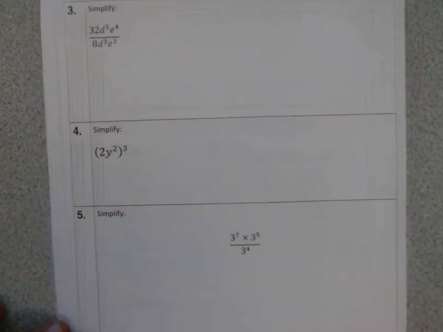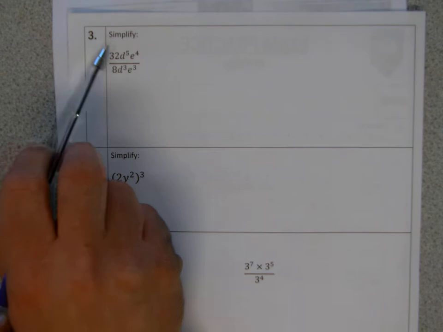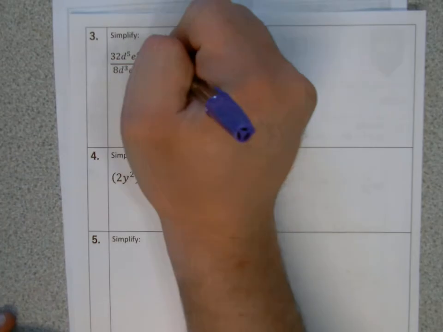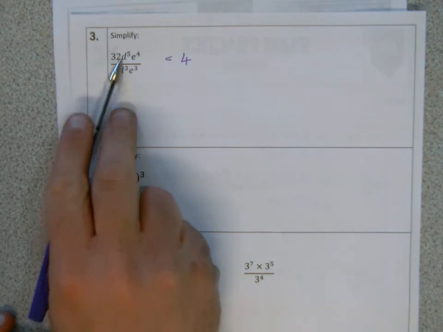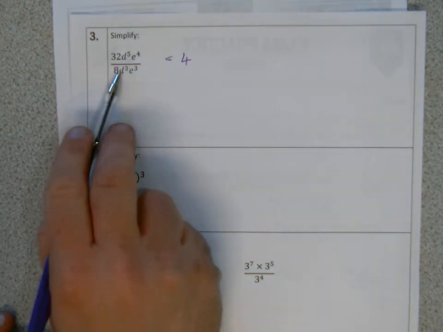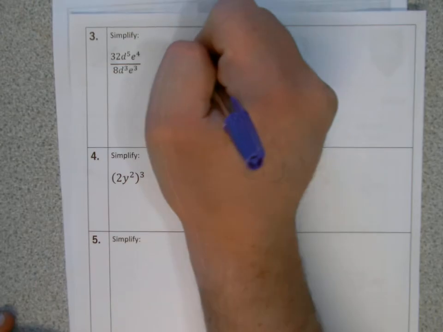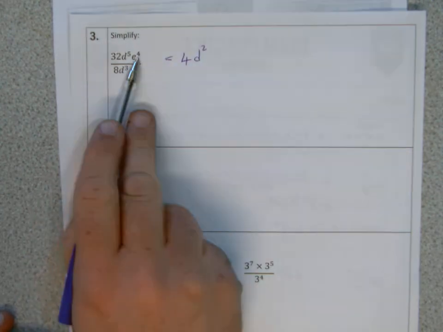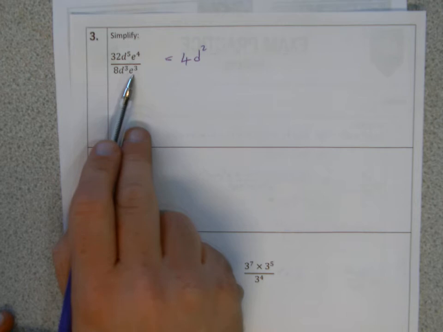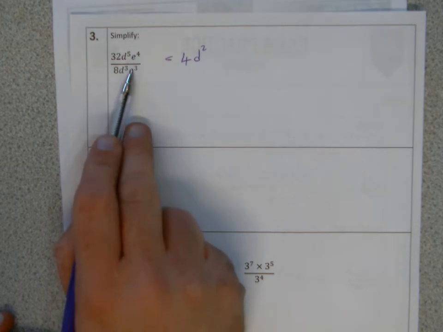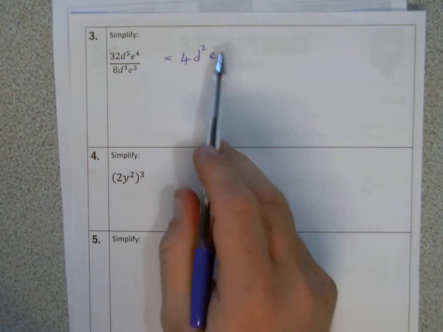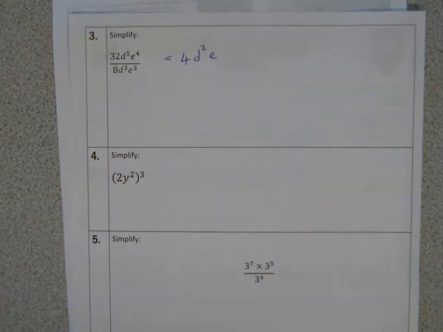This one here, to simplify, again we're dividing. So let's divide the big numbers first. 32 divided by 8 is 4. Divide the d's now, d to the power 5 divided by d cubed, so you take away the powers. 5 take away 3 is 2. And then here, e to the 4 divided by e to the 3, so 4 take away 3 is just 1. So that would be e to the power 1. Of course I don't need to write 1, I can just leave it like that there.